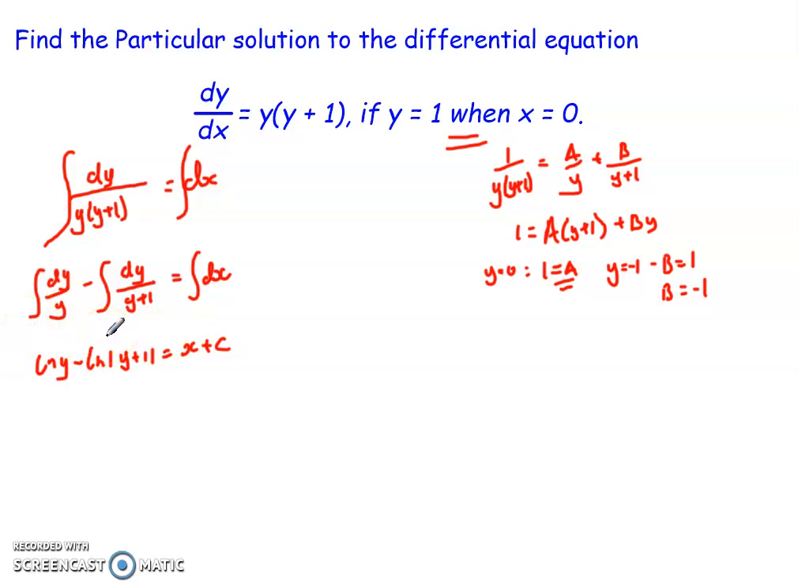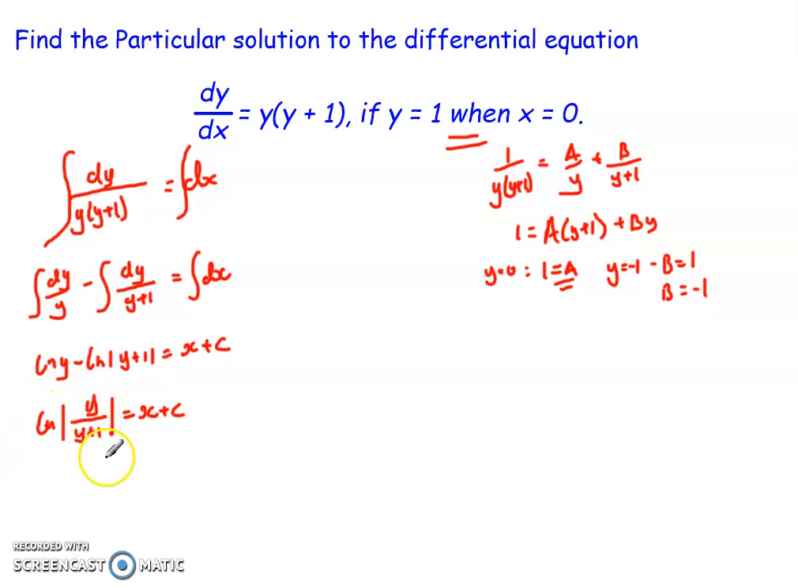What to do before we find the particular solution by substituting in is rewrite it so we get everything that's got a y term together, and eventually we end up with y equals something dependent upon x plus c. Then substitute in our initial conditions to get the answer we want. So I'm going to combine these two using the rules of logarithms, and I'll end up getting ln of y over y plus 1 equals x plus c.